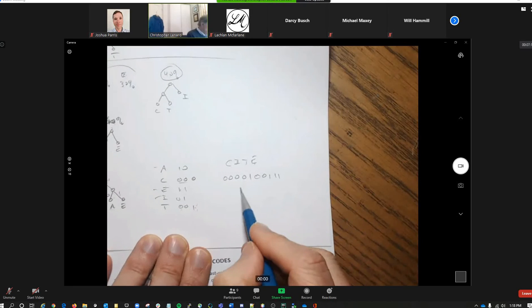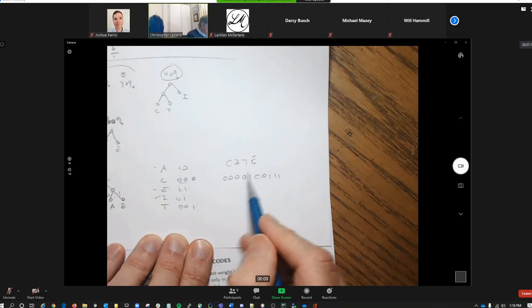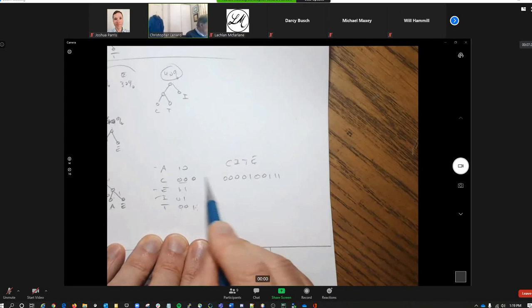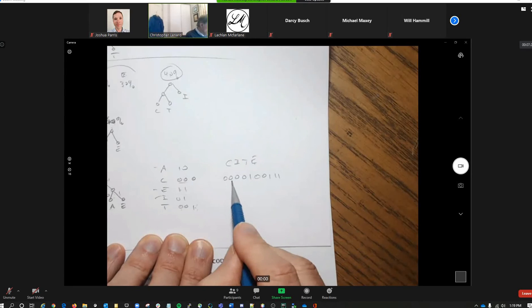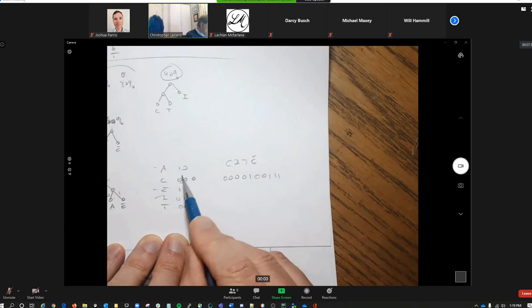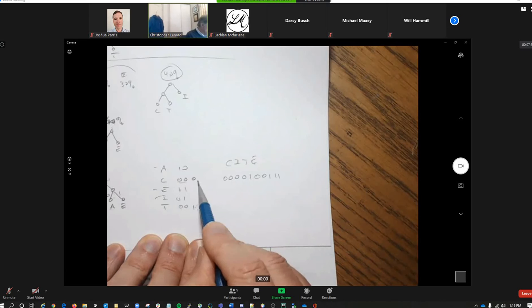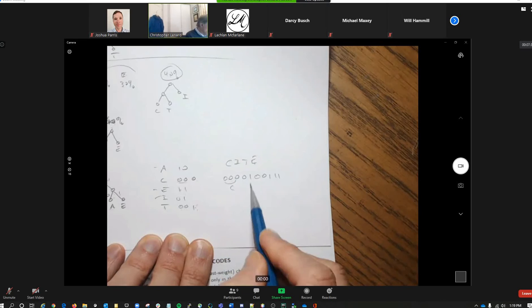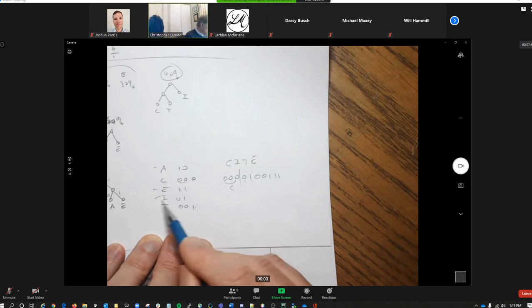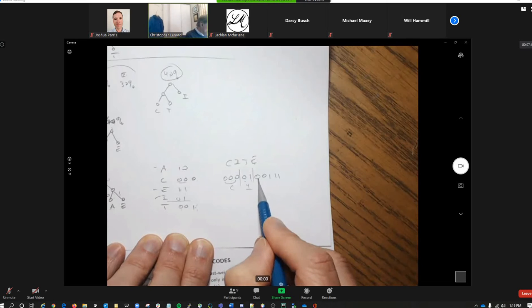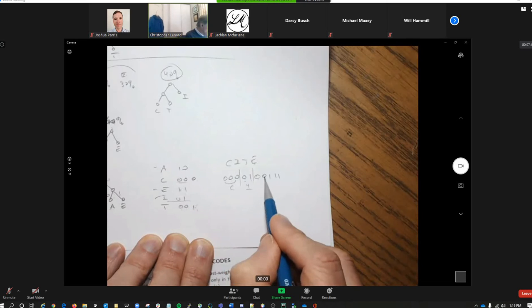And this particular code is actually unique because the person who receives it at the other end, he starts reading it and you say, is there a character for 0? No, there isn't. Is there a 00? No, there isn't. Is there a 000? Yes, there is. That ends up being C. Then you look at this and say, is there a 0? No. Is there a 01? Yes, there it is. So that's I. Is there a 0? No. Is there a 00?